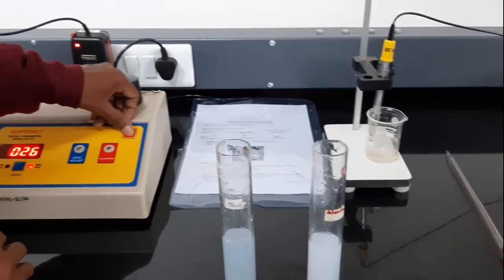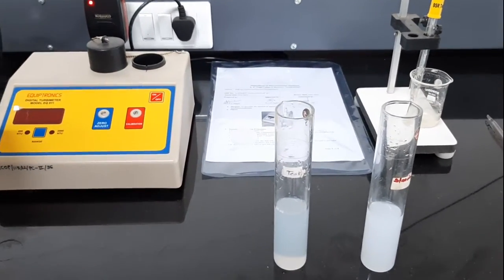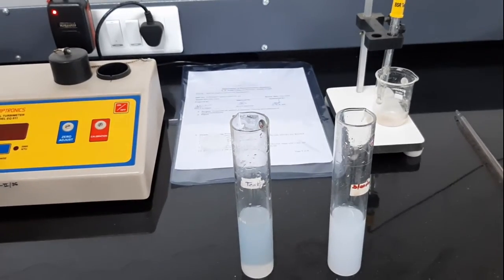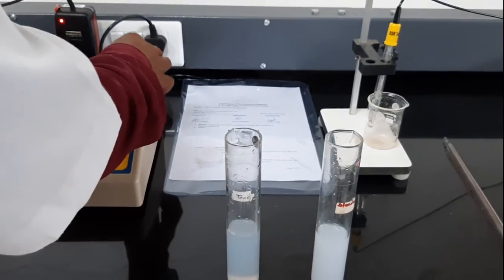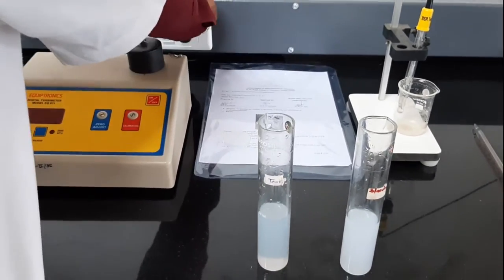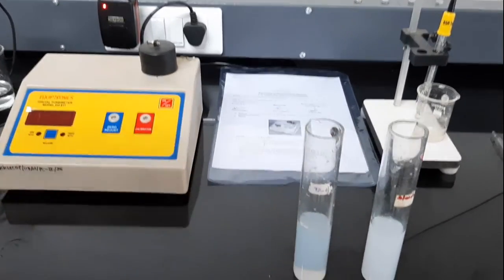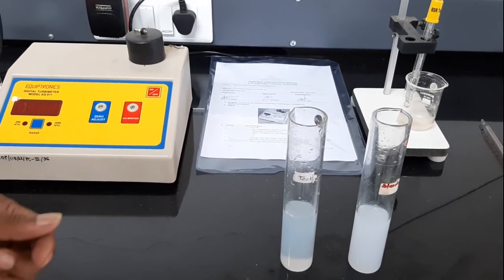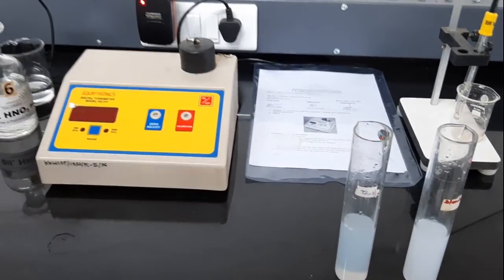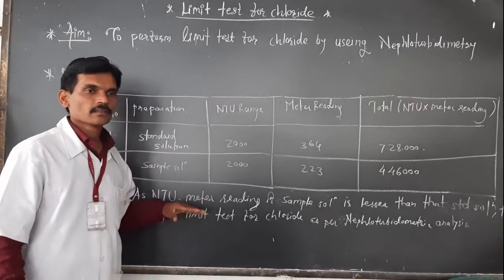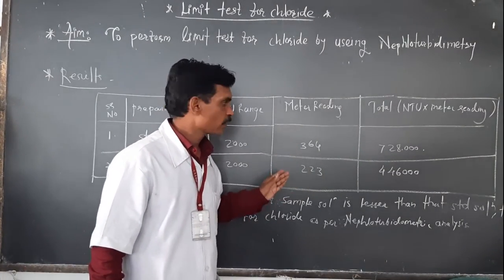Now here we will switch off the instrument. Recording on the instrument is completed. Now we have to calculate with the help of calculations, using the readings recorded for both the test and standard solutions. So students, by performing the practical, we have recorded our meter readings.